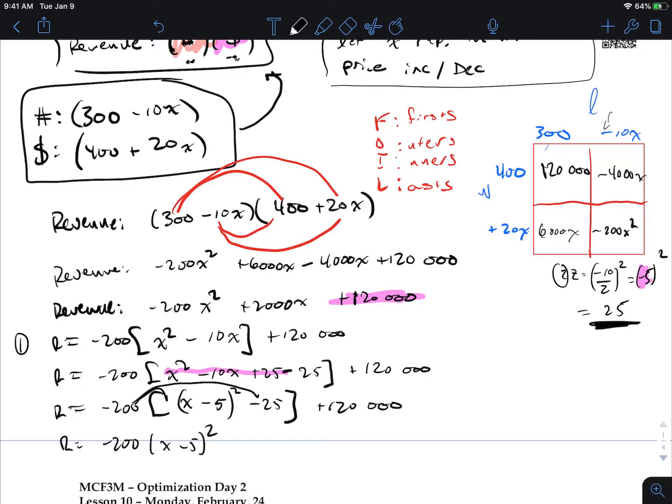Oh, that makes sense. Where did the minus 10x come from? The minus 10x came from after I factored out the 200 from 2000. So you divide everything by minus 200, right? So the 2000 should be negative 10. Okay. Because remember, this process doesn't work if there's a number in front of x squared. You have to get rid of it.